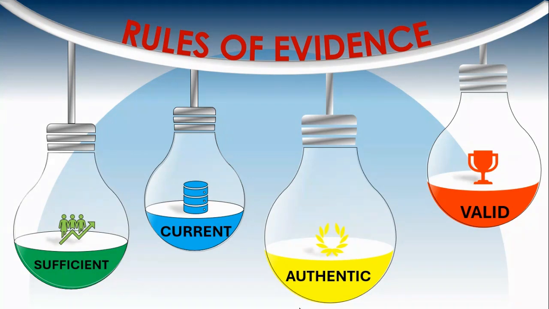So basically, these are the rules of evidence that we need to abide by when you're collecting this evidence. So anytime you're conducting assessment, ensure that you abide by the rules of evidence. And you're going to see where you are going to apply all these. So they need to be sufficient, current, authentic, and valid.